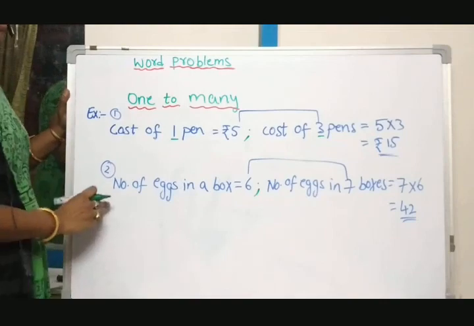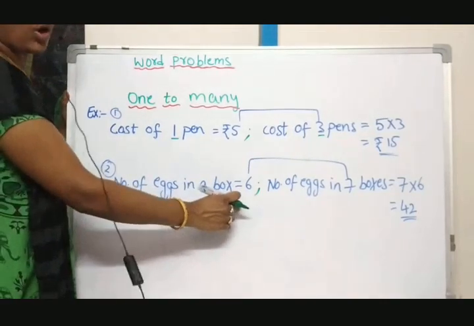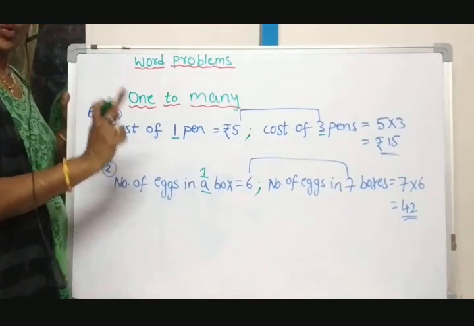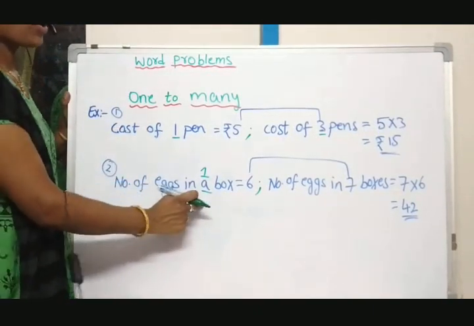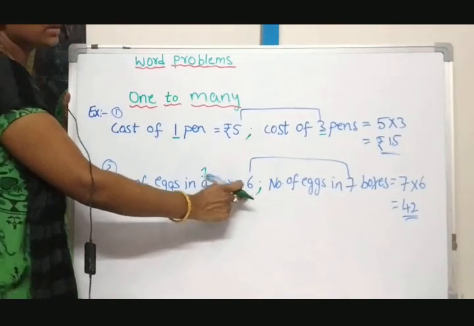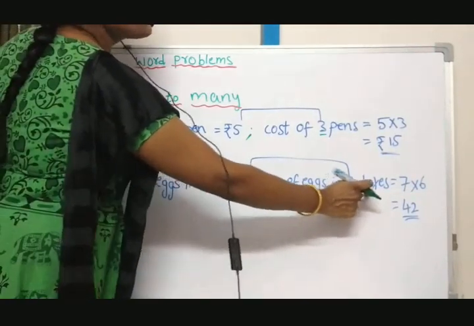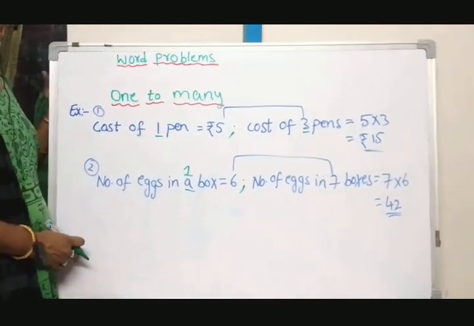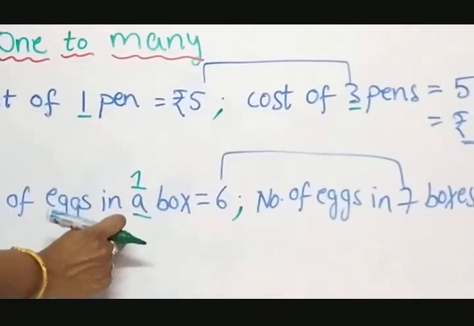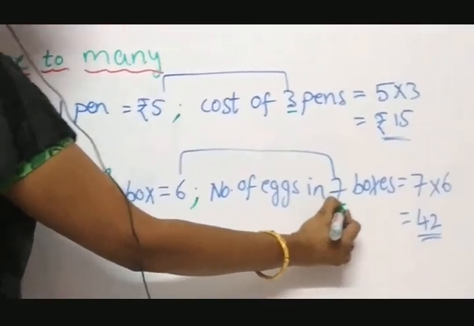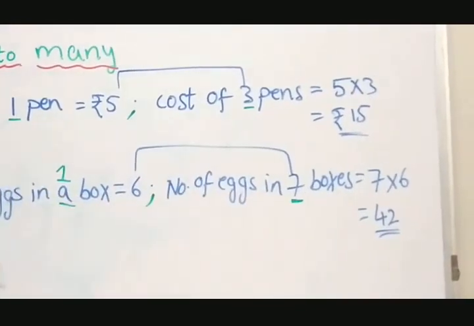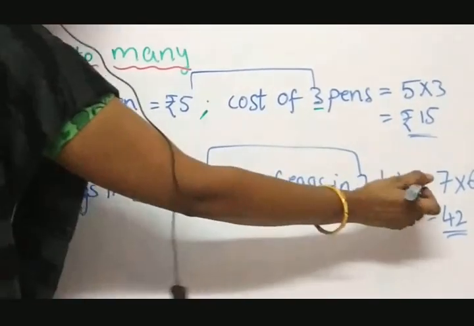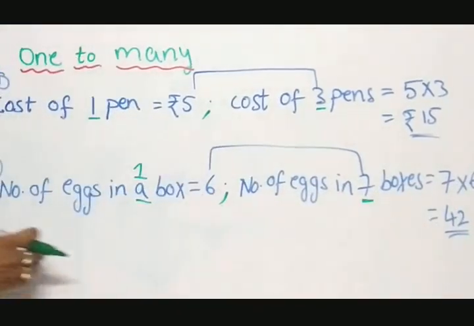Let us see one more example. Number of eggs in a box. A tells 1. A is nothing but in one box. So in one box there are 6 eggs. Number of eggs in 7 boxes. So he is asking us to find out the number of eggs in 7 boxes. So it is 1 to many. The 1 to many relation tells us to do the operation multiplication. So it is 7 sixes are 42.